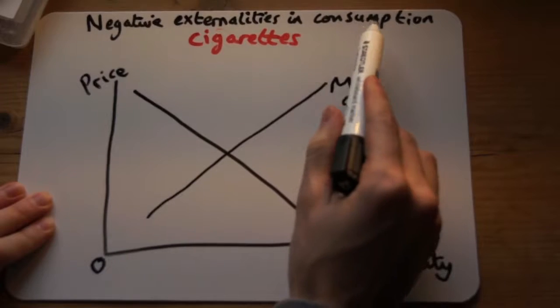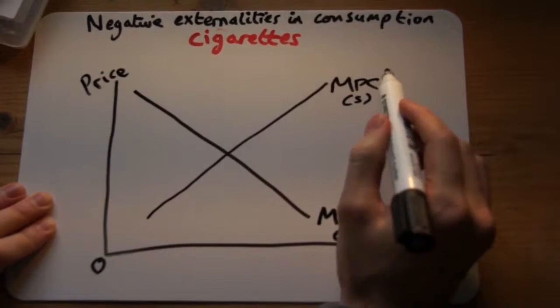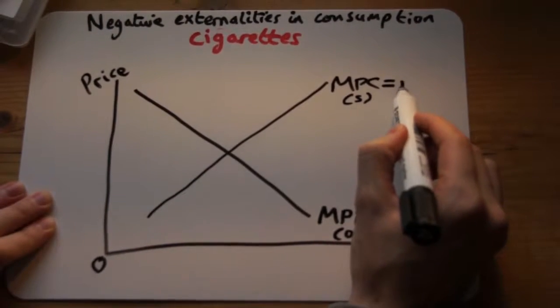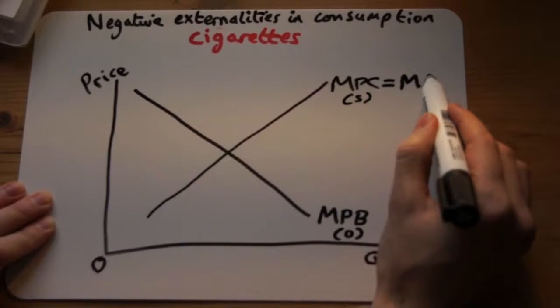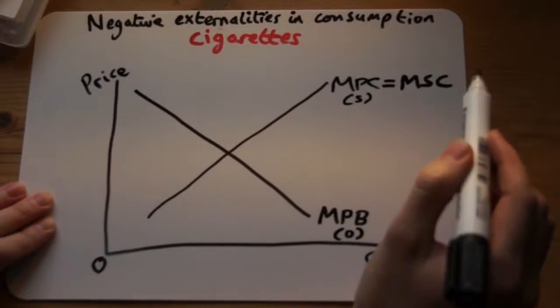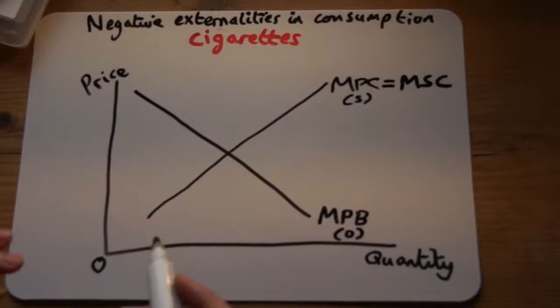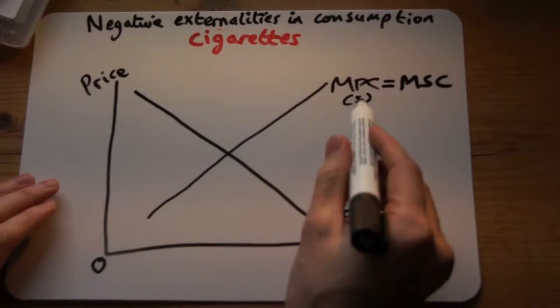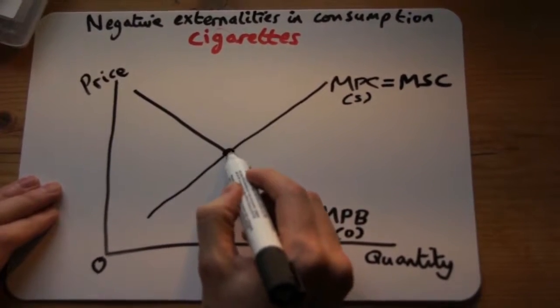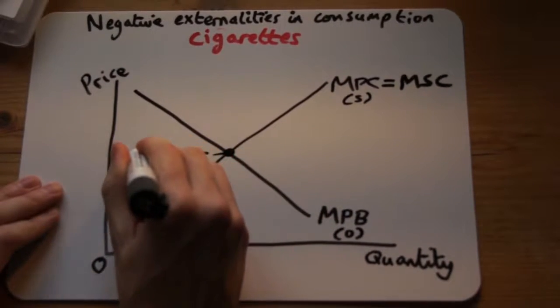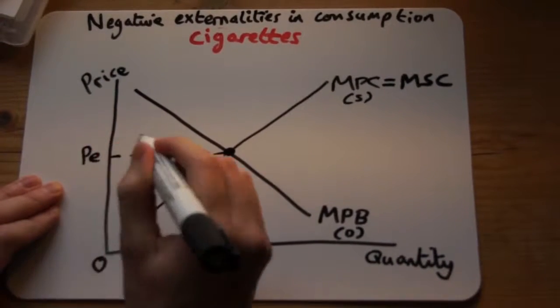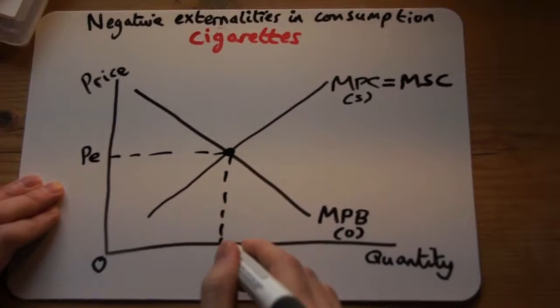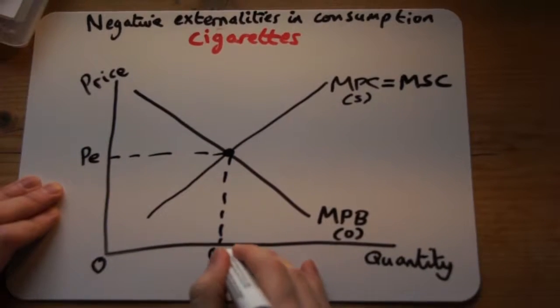And because we're looking at consumption here, we're looking at consumers, we therefore don't look at producers, so the cost line, the marginal private cost, is the same as the marginal social cost line. Okay, so we know now then the free market point is where supply equals demand, private benefit equals private cost. So the free market price is here at PE, and the free market quantity of cigarettes consumed is QE.